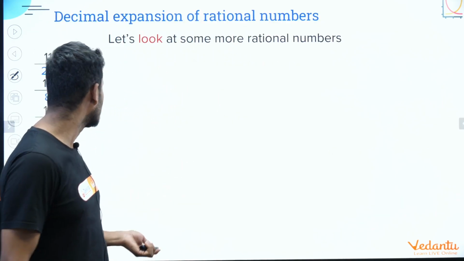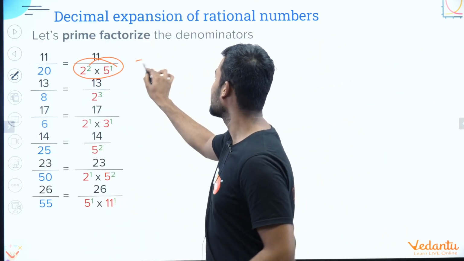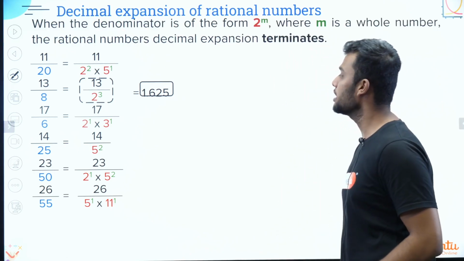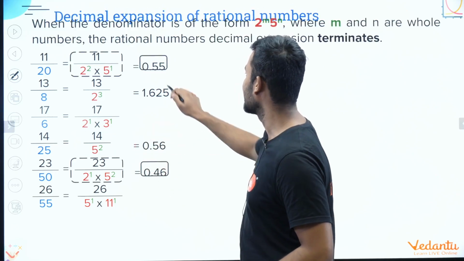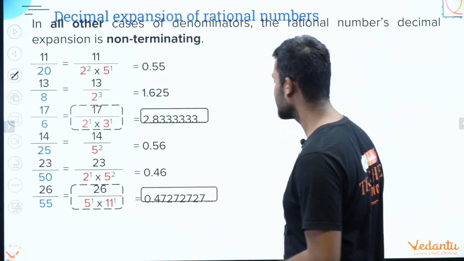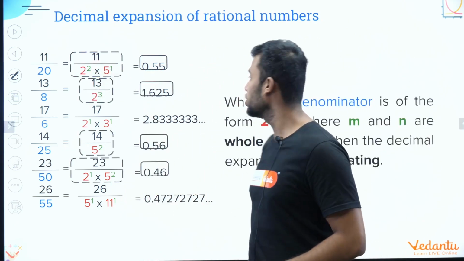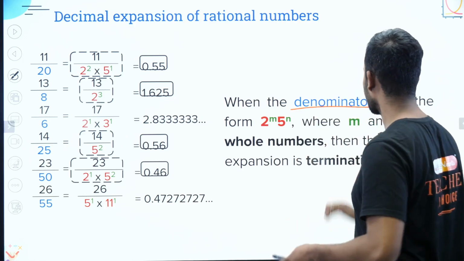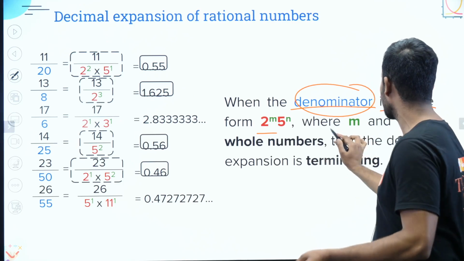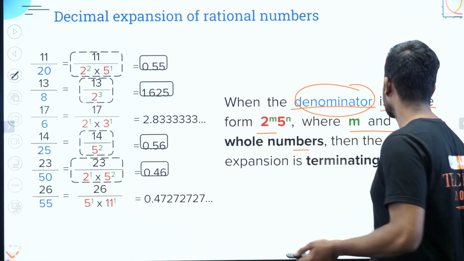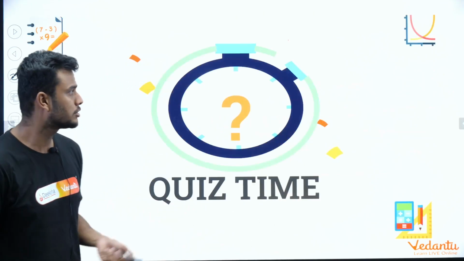Very important. Okay, for example, let's look here. We can write this 20 as 2 power 2 into 5. This is an even terminating value, right, students? 1.625 is there, 0.556 is there, this one is there. From this, we can easily tell that if the denominator contains 2 and 5 only, it is terminating. Here one important point: where the denominator is of the form 2 power m, 5 power n, where m and n are whole numbers, then the decimal expansion is terminating. It should be whole numbers also. Okay, students, I hope it's clear.